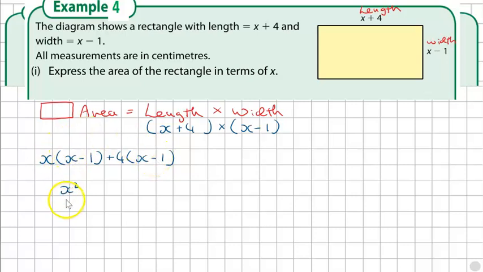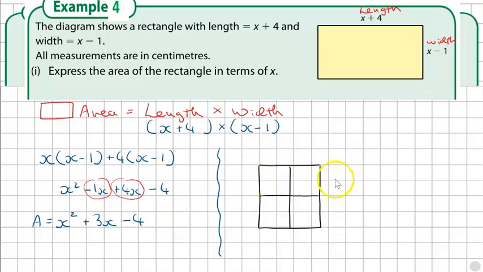X by x is x squared. X by minus 1 is minus 1x. 4 by x is 4x. And 4 by minus 1 is minus 4. And then we simplify to get A, which stands for area. Area is equal to x squared plus 3x minus 4. So we were asked to express the area of the rectangle in terms of x. So the area of the rectangle is equal to x squared plus 3x minus 4.